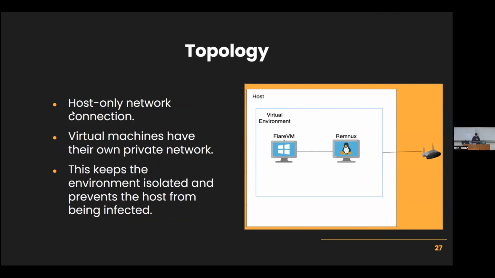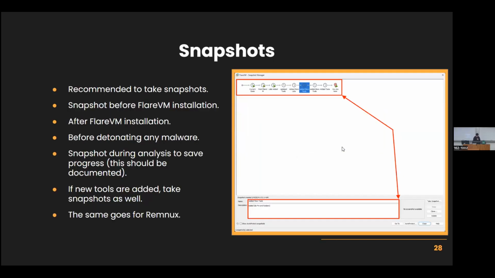So we put these into a host-only network connection, meaning that only the two machines are connected and can communicate with each other. We don't want a connection to the host because malware might spread to the host. The good part about this topology is the host will still have a connection to the router. So if you need to do research, you can still use your host machine to look into certain API calls or Windows APIs and whatnot. So these will be contained within their own private network to prevent the host from being infected.